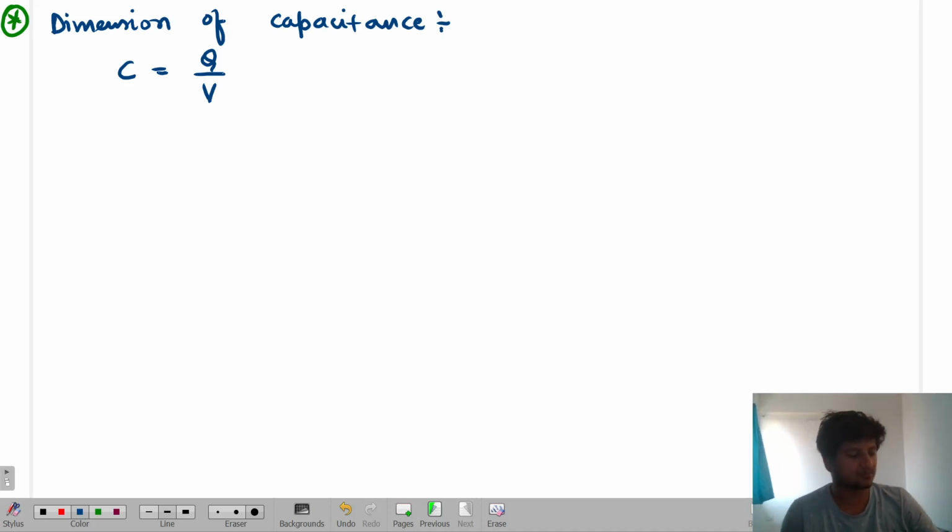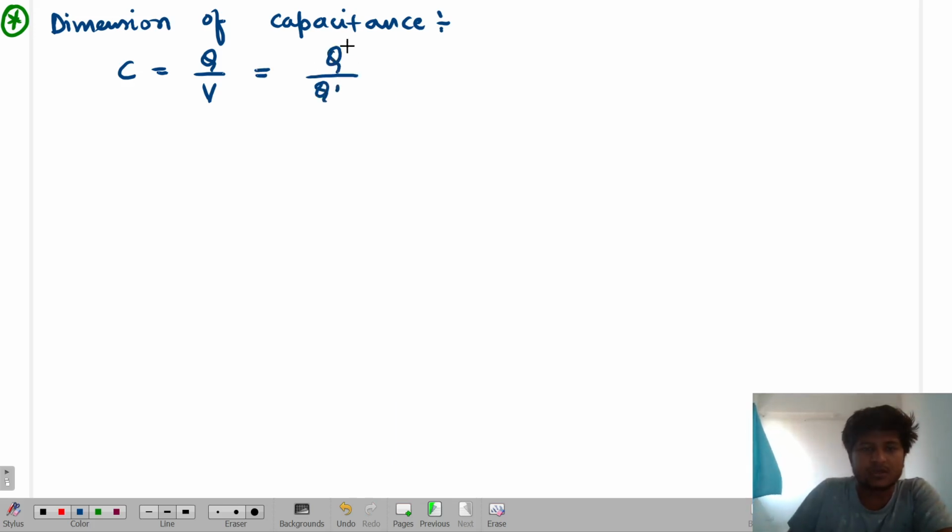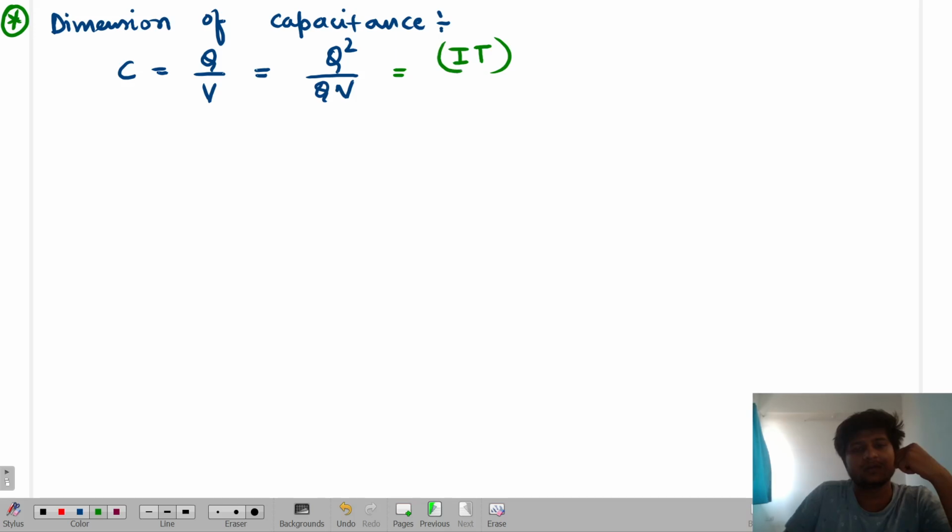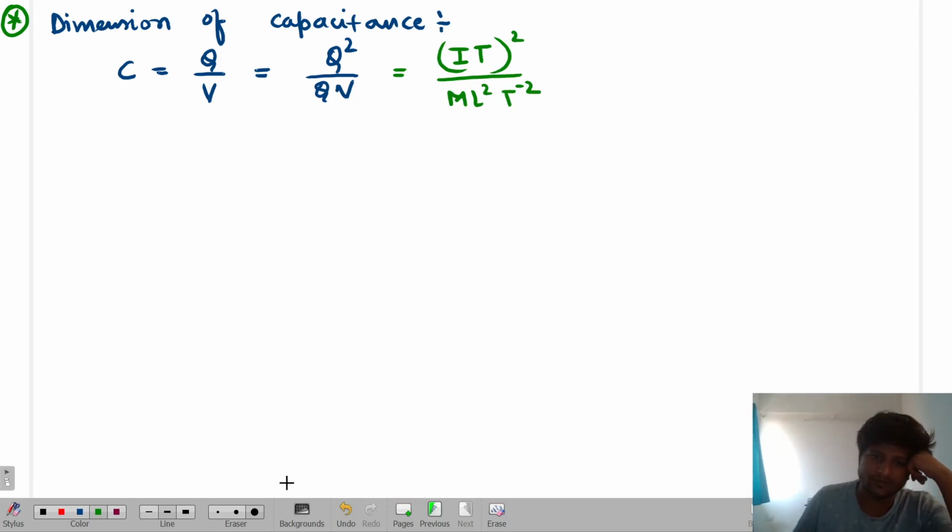Should I tell? See, the easiest way is to make it Q square and multiply Q with V. QV is what? Work done, isn't it? So I can write Q as I into T, squared, divided by QV, which is work done, which is ML squared T to the power of minus 2. Are you able to get me? So therefore, it was given as simple.